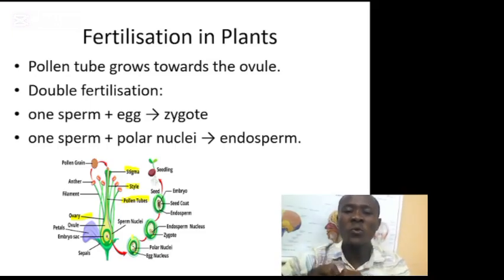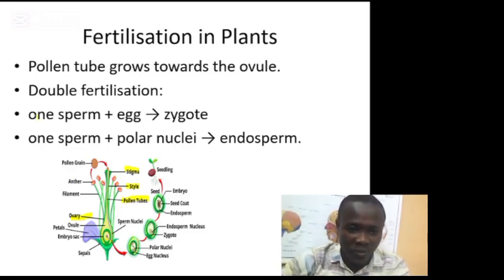Now what will happen? We said we have two sperm cells. As we said, the generative nucleus will divide into two sperm cells. So one of these sperm cells will travel and fuse with the egg in order to form the zygote. That is the first fertilization. The other sperm cell will travel and fuse with the polar nuclei, having two nucleus. In that case, it will form the endosperm.